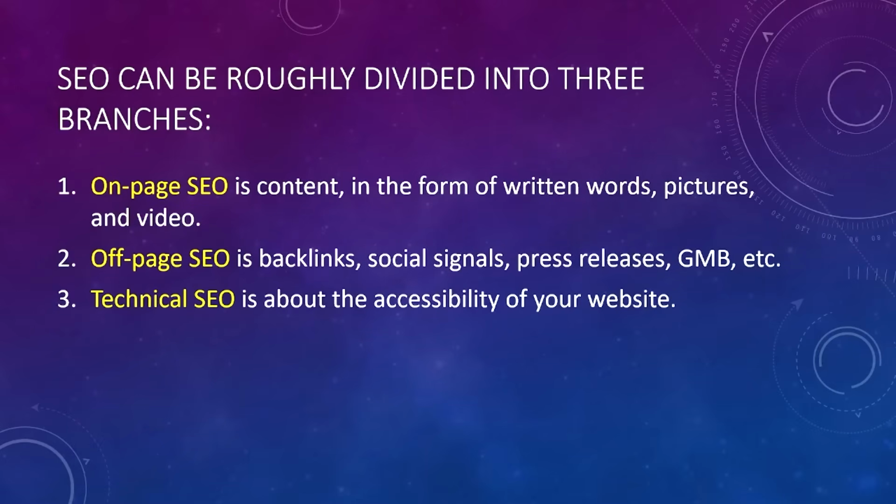SEO can roughly be divided into three branches. First, you have on-page SEO, which is content in the form of written words, pictures, and video. You have off-page SEO, which is backlinks, social signals, press releases, Google My Business, etc. Then you have technical SEO, which is about the accessibility of your website.